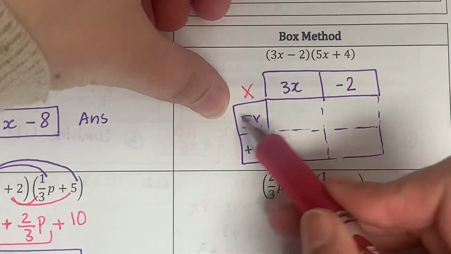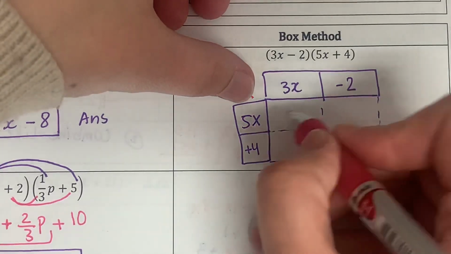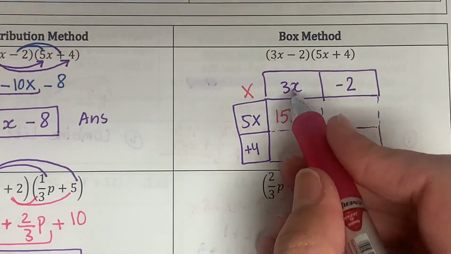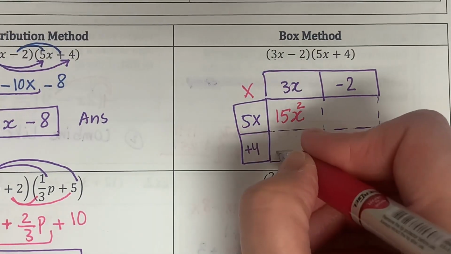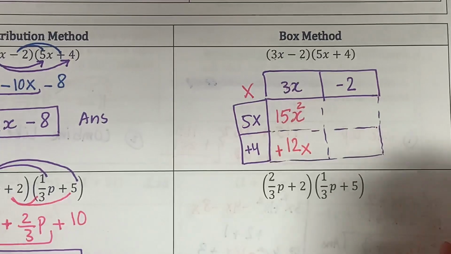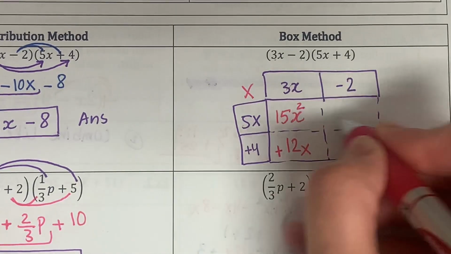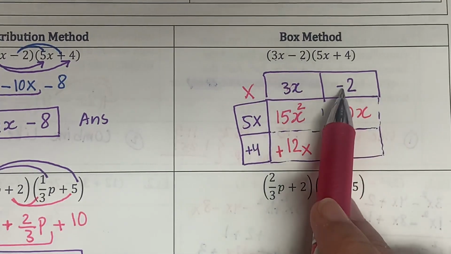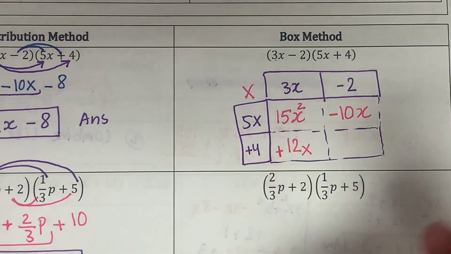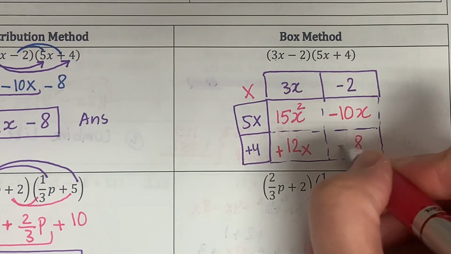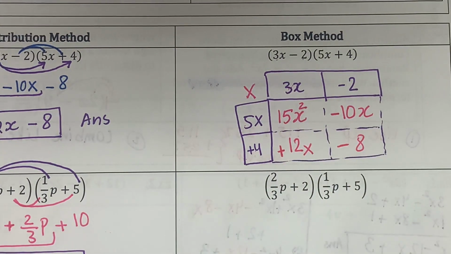So first, it's row and column multiplication. So 3x multiplied by 5x is 3 times 5 is 15, and x times x is x squared. 3 multiplied by positive 4 is positive, 3 times 4 is 12, so positive 12x. Negative 2 multiplied by 5x is 2 times 5 is a 10, so it is a minus 10x. And negative 2 multiplied by positive 4 is 2 times 4 is an 8, and minus multiplied by plus is a minus. So you multiply row and column, and you have the numbers.